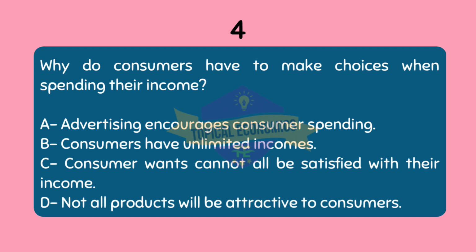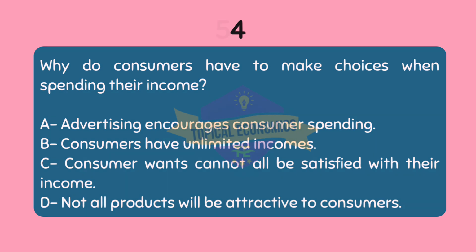doesn't explain the necessity to make choices. Option B, consumers have unlimited incomes, is incorrect. If incomes were unlimited, consumers wouldn't need to choose. And option D, not all products will be attractive to consumers, may impact their preferences but doesn't address why they have to make choices due to limited income.